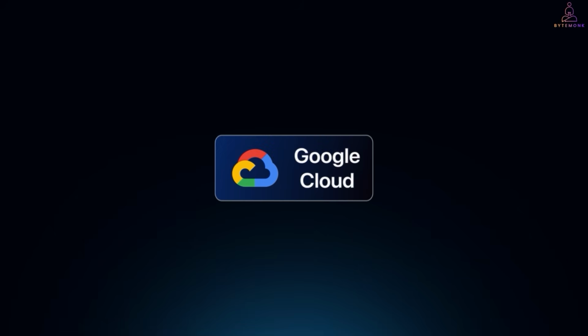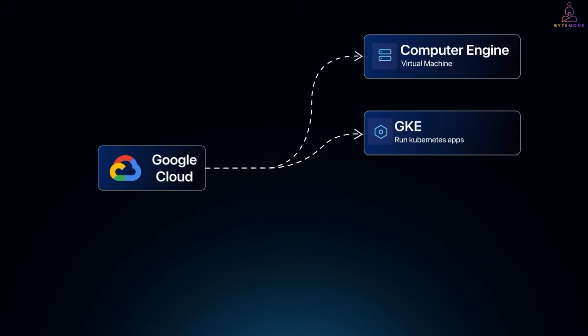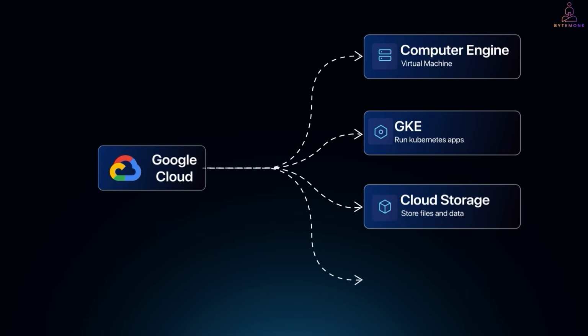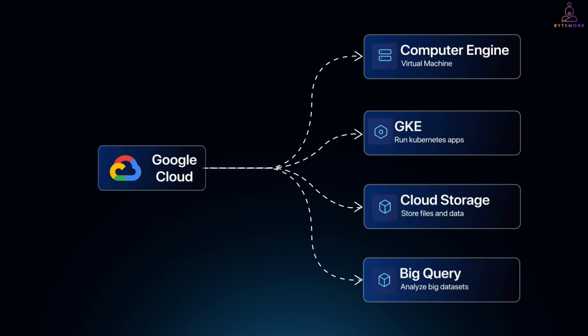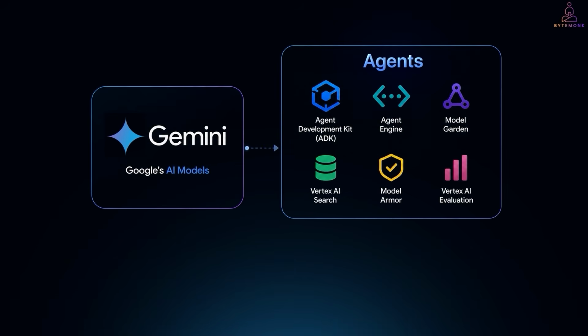Google Cloud is a large collection of services for building and running software. Compute Engine gives you virtual machines. GKE helps you run applications using Kubernetes. Cloud Storage is where you keep files and data, and BigQuery is used to analyze very large datasets. On the AI side, Google's models are called Gemini. Google also provides tools for building agents around those models.